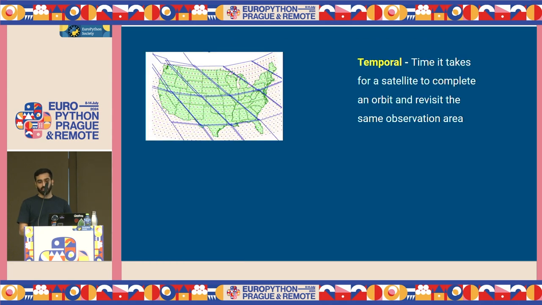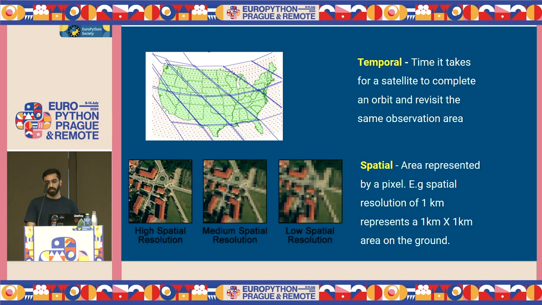The other one is temporal resolution. It defines the time it takes for the satellite to complete a whole revolution around the Earth and revisit the same area. So the higher the temporal resolution is, the less time it takes. And then we have spatial resolution. It represents the area covered by a pixel. Like if a pixel represents a small car, it would be a high resolution as compared to a pixel which can represent a large house.